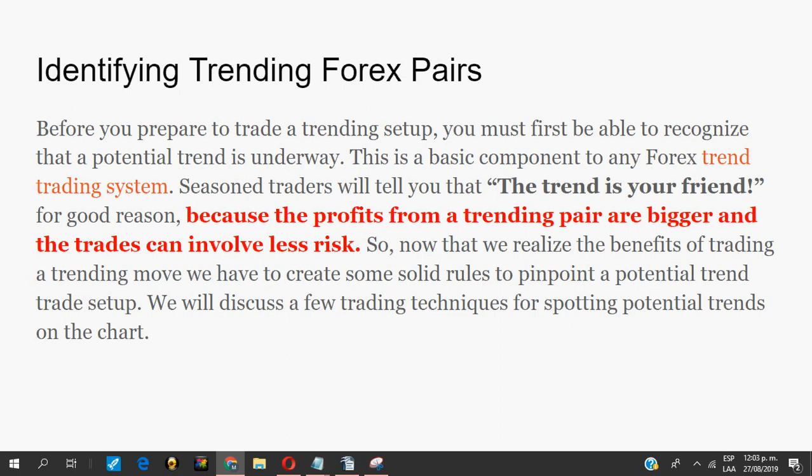So now that we realize the benefits of trading a trending move, we have to create some solid rules to pinpoint a potential trend trade setup. We will discuss a few trading techniques for spotting potential trends on the chart.